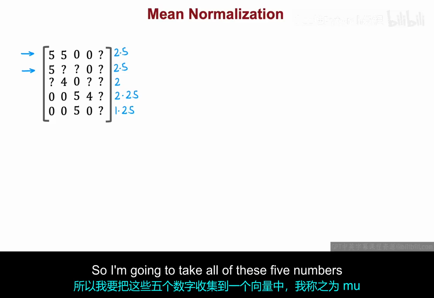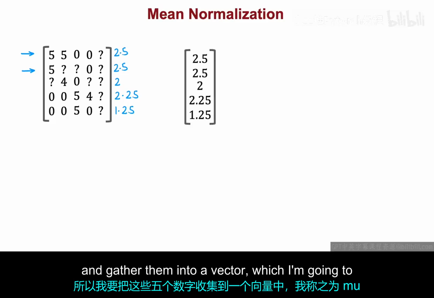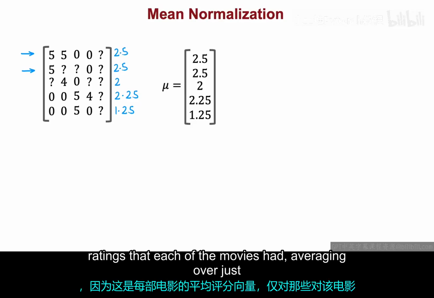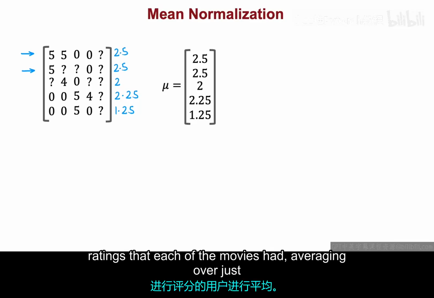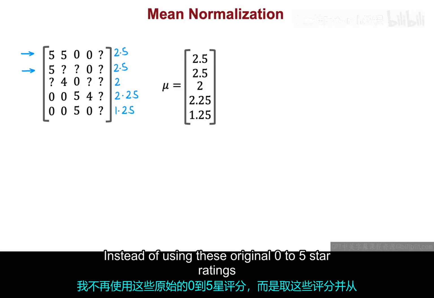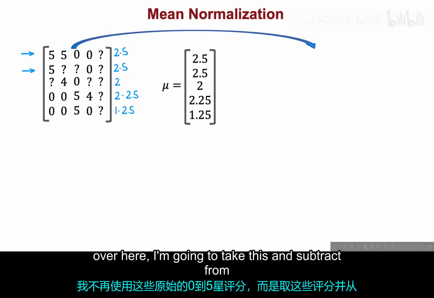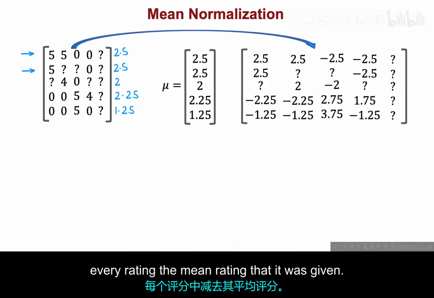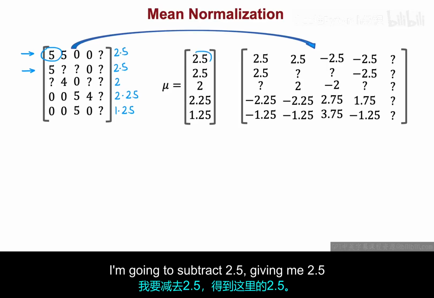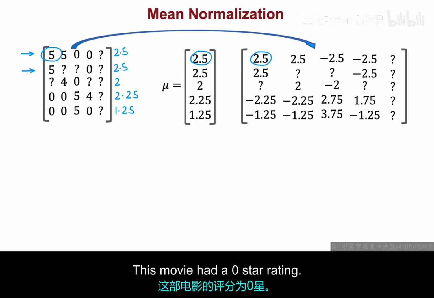So I'm going to take all of these 5 numbers and gather them into a vector, which I'm going to call mu, because this is the vector of the average ratings that each of the movies had, averaging over just the users that did rate that particular movie. Instead of using these original 0 to 5 star ratings over here, I'm going to take this and subtract from every rating the mean rating that it was given. So, for example, this movie rating was 5. I'm going to subtract 2.5, giving me 2.5 over here. This movie had a 0 star rating.